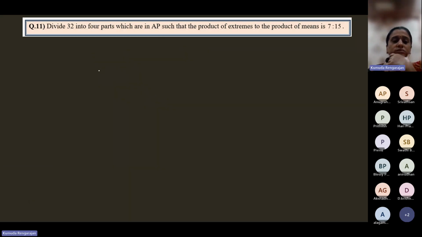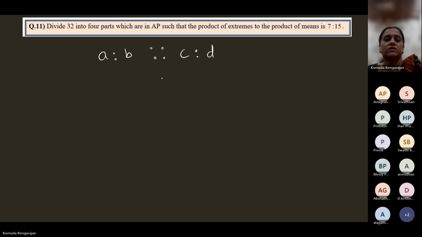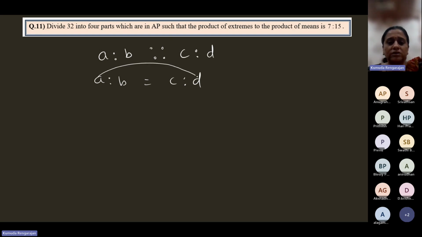In a proportion, A is to B is a ratio, C is to D is another ratio. When two ratios are equal, they're said to be in proportion. So we write it like this: A is to B as C is to D, or A is to B is equal to C is to D. Both are the same. So this is a proportion. In a proportion, the product of extremes is equal to the product of means.